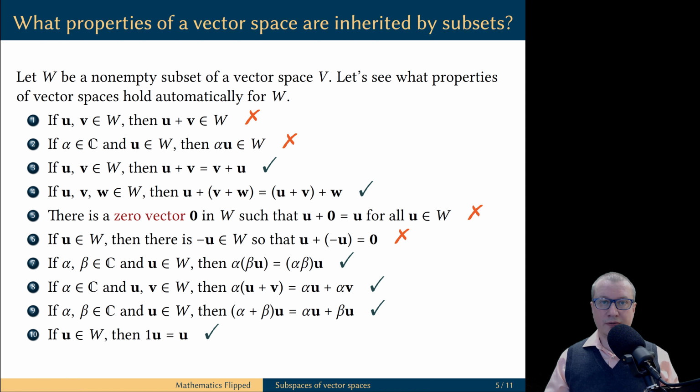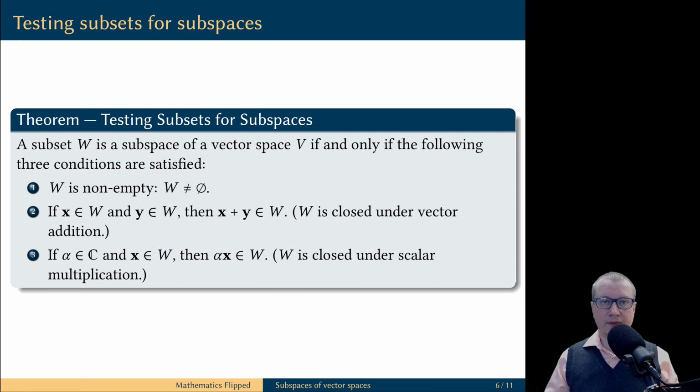Here is a bonus for those who made it thus far. I am going to show that in fact you need to check only 2 of these properties, property number 1 and property number 2. Let's establish the following simple and efficient test for subspaces.